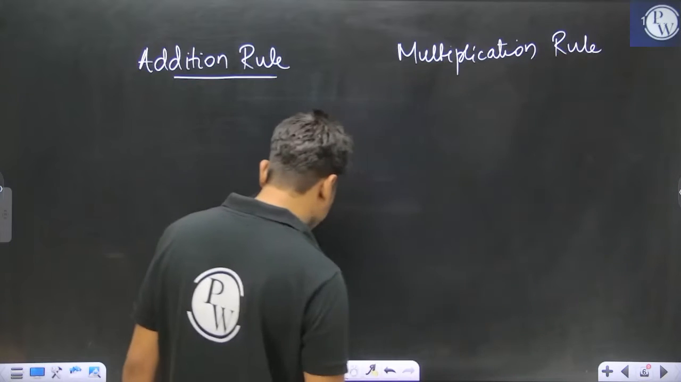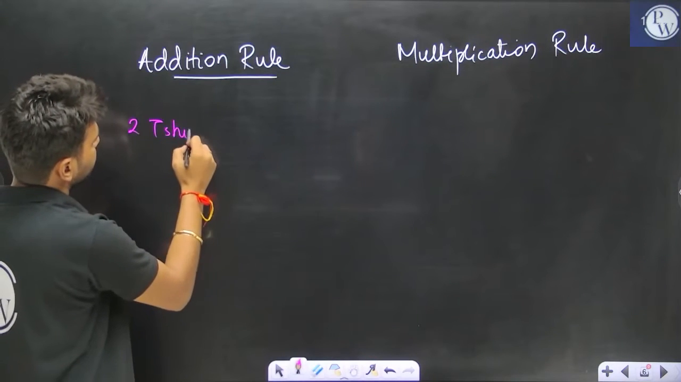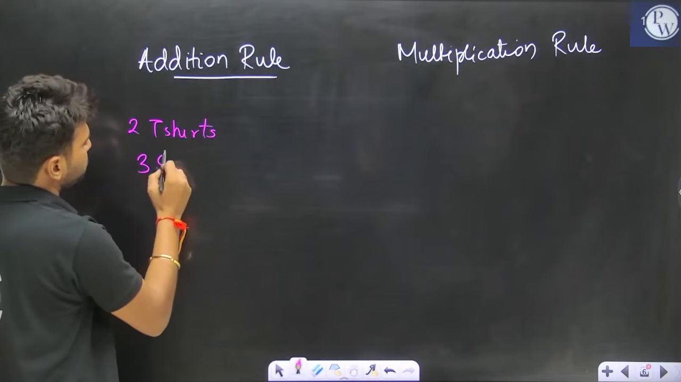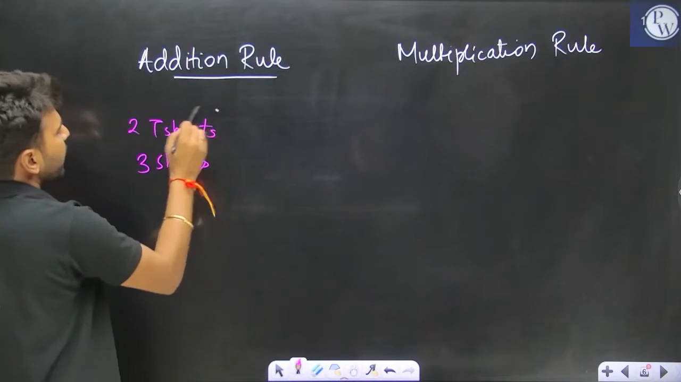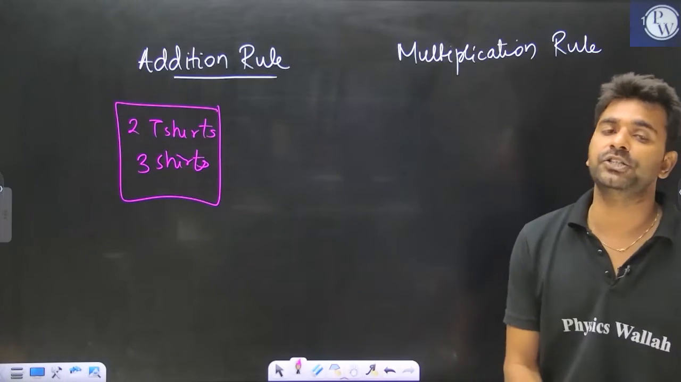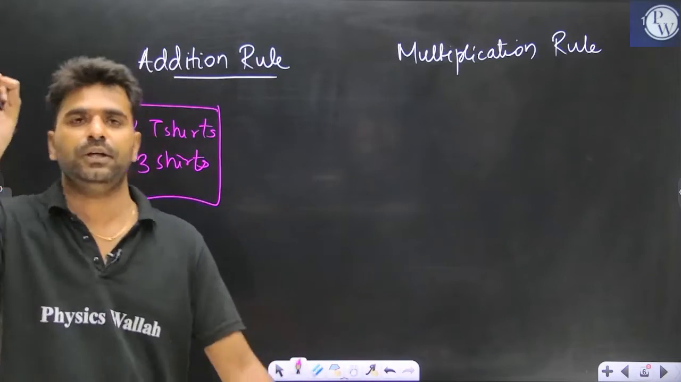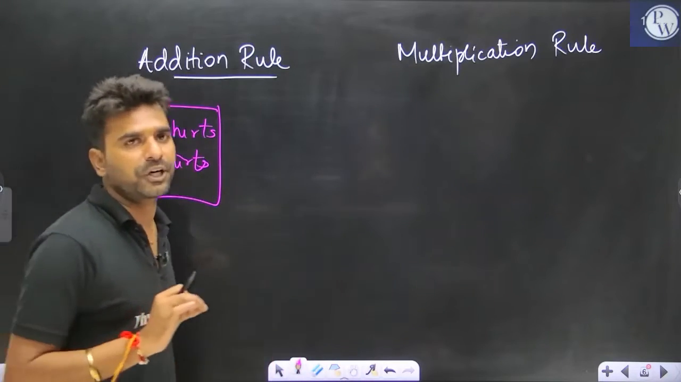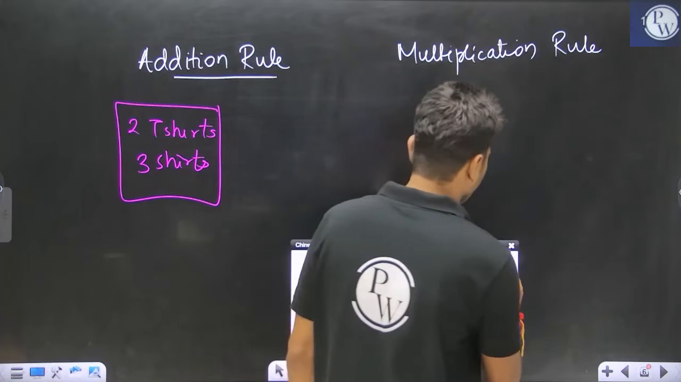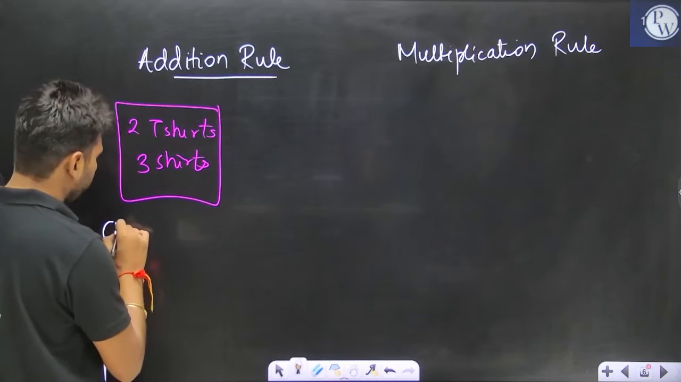Let me tell you an example. If I give you, let's say, 2 t-shirts and 3 shirts, and I give you a condition that if you are wearing a shirt, then you cannot wear a t-shirt, and if you are wearing a t-shirt, you cannot wear a shirt. That means out of these two, you have to do only one thing. That means either you wear a shirt or you wear a t-shirt. So there is something called choice.